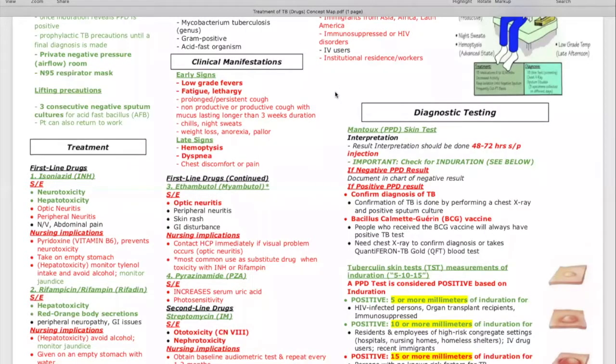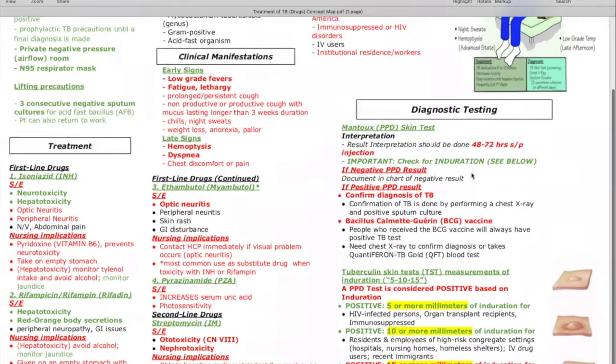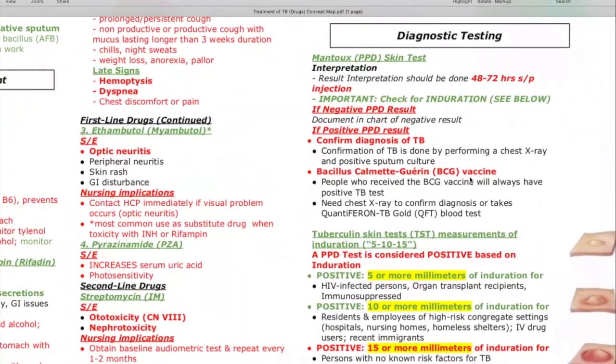All right, folks, so on to diagnostic testing for TB. Just let me zoom in here for a second. All right, cool. Diagnostic testing for TB includes screening. If a patient exhibits signs and symptoms of TB like we discussed before, for instance low-grade fever, fatigue, night sweats, we're going to test them for TB. The first step is having a PPD skin test or a Mantoux skin test. This test is unique because it involves an interpretation. So this is really important.